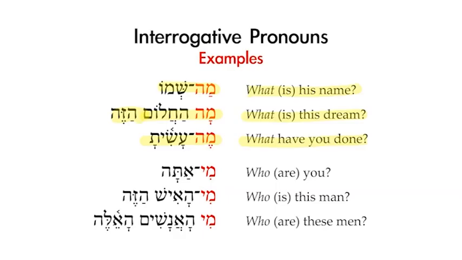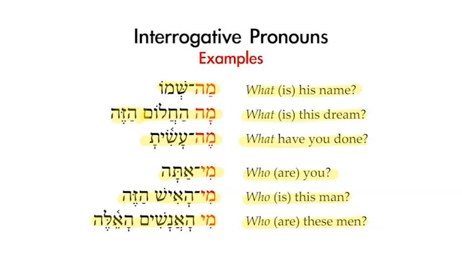The rules that govern the spelling of the interrogative here are the same rules that govern the spelling of the definite article. In our second set of examples, we're dealing with the interrogative mi, meaning who. Mi atah, who are you? Mi ha'ish hazeh, who is this man? Or mi ha'anashim ha'eleh, who are these men? You can see here that in each instance, the interrogative mi does not change its spelling.